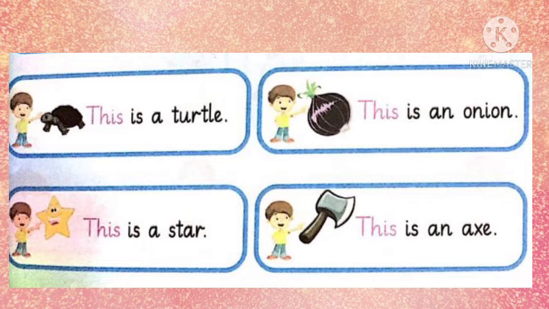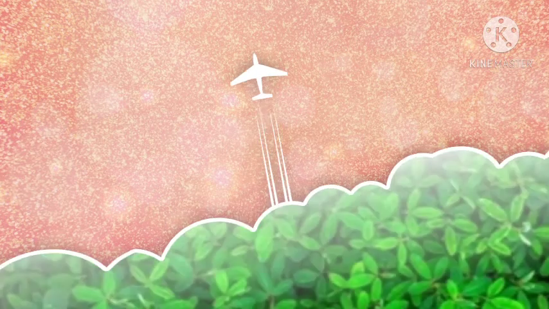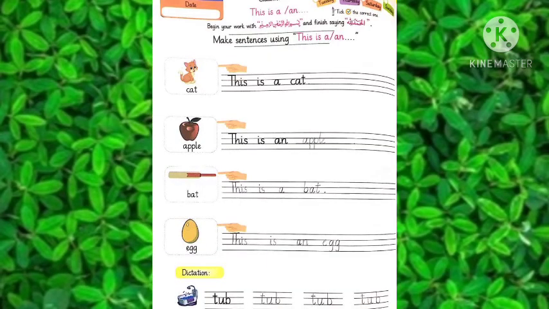Look at the next picture. Here is an X. X is used to cut the woods and it is near the boy. So we will say this is an X. We are using an because X begins with letter A. A is a vowel. So we will use an. This is an X. So students, we have read the page. Now we are going to do our workbook work.